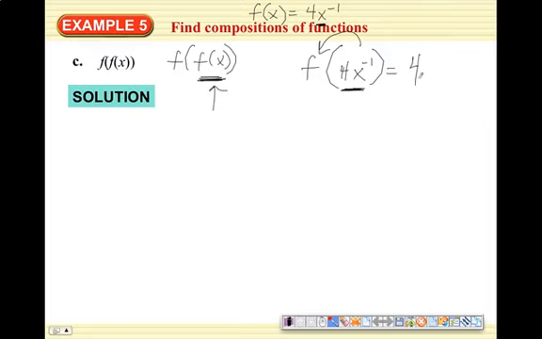So we get 4. This is confusing, but f of x was 4x to the negative 1. Well, we're going to replace x with what it told us. If that was a 2 right there, you'd put 2 right here, right? So this is 4x to the negative 1. I'm going to put it here. 4x to the negative 1. And all I'm going to do now is simplify this thing right here.